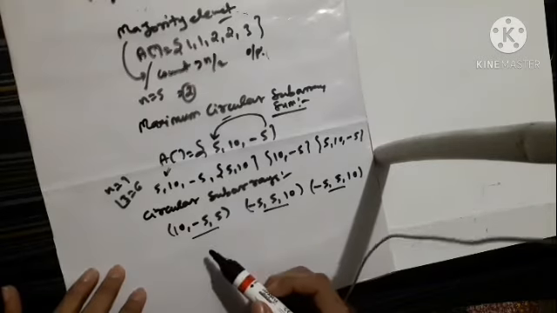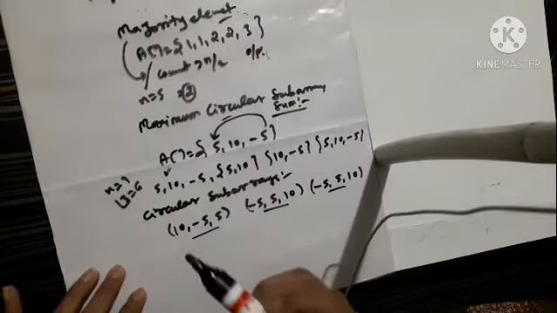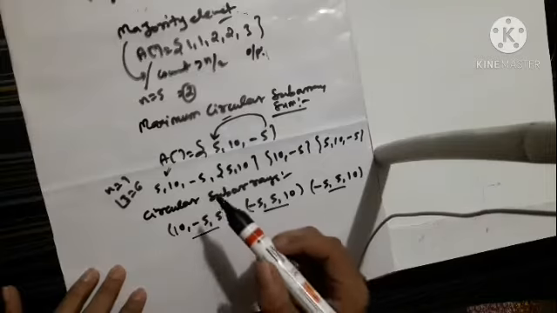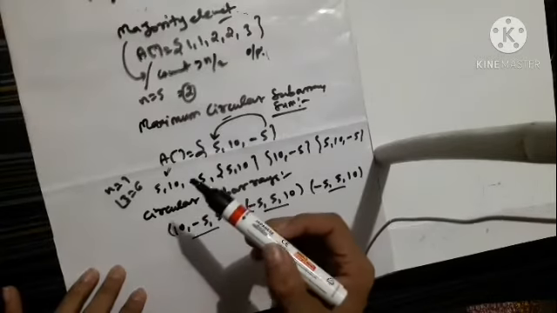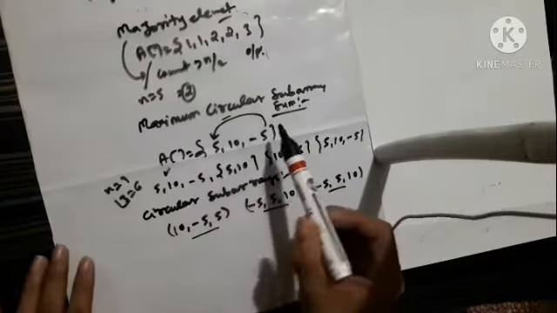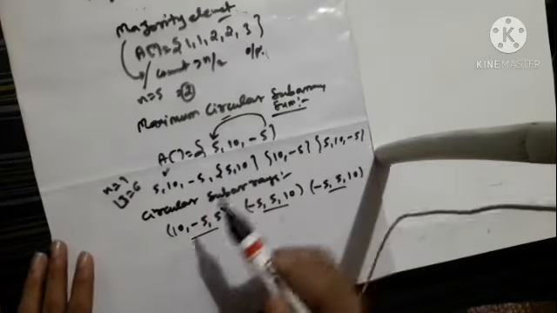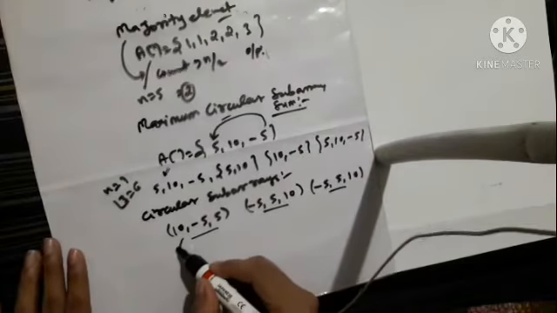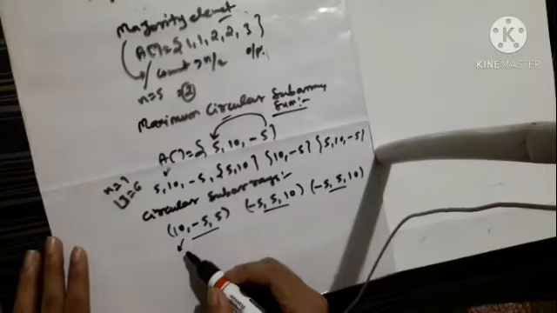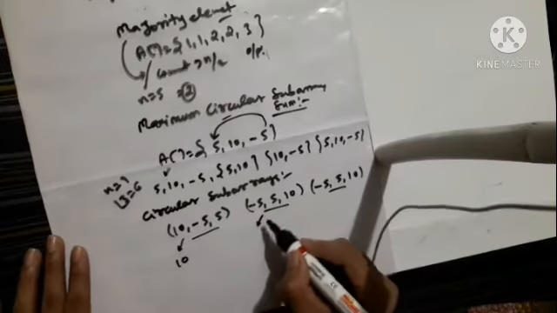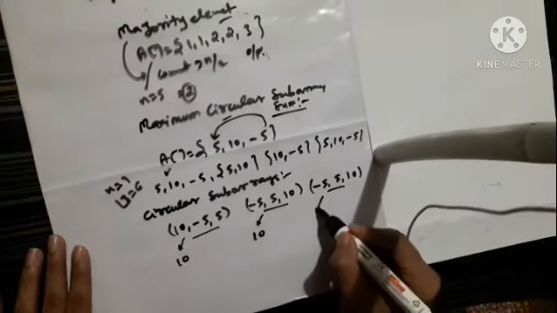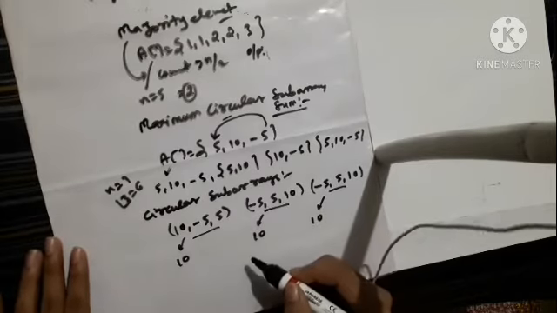And what do we have to return? We have to return the maximum possible value of the sum, that is, the maximum sum that can be generated via a maximum circular subarray. So if we calculate the sum of this subarray, what is it? It is 10. What is the sum of this subarray? It is also 10. What is the sum of this subarray? That is also 10.